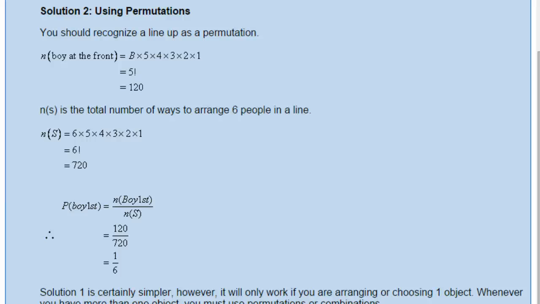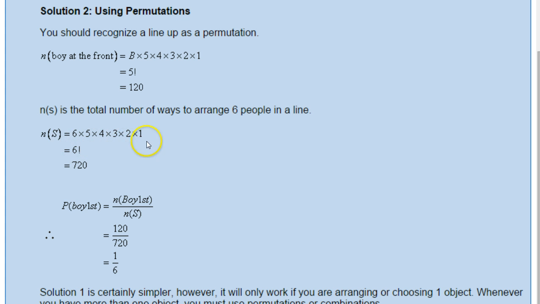Secondly, we can use permutations. The number of ways the boy can stand at the front of the line is going to equal, well, with the boy at the front, so that's one possibility, and then we arrange the remaining 5 players in the other positions. So 5 times 4 times 3 times 2 times 1, a regular factorial in this case. So 5 factorial. So we have 120 ways to line this group of students up with the boy at the front. The total number of ways of arranging these 6 people in a line is going to be the total number of possibilities, which is 6 factorial.